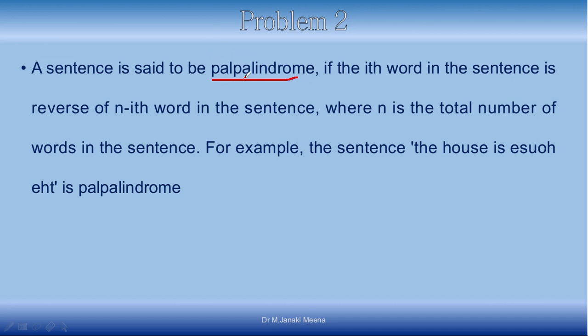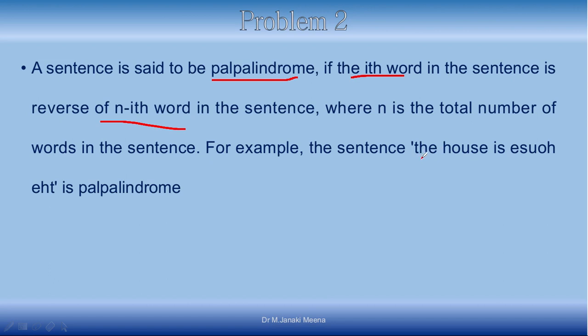Here we are going to have a special definition for a sentence that's called palindrome, in which the similar concept applies. The first and the last word, if you consider, the first word will be the reverse of the last word, the second word will be the reverse of the previous word, and so on, right? So we can in general say the ith word in the sentence will be the reverse of the n minus ith word in the sentence, where n is the total number of words in the sentence.